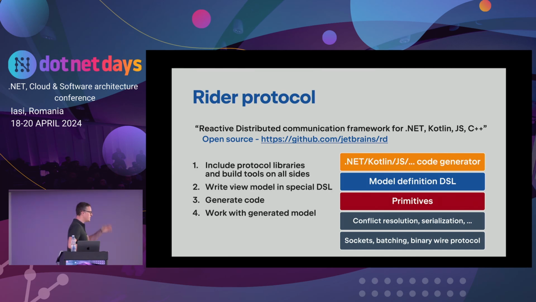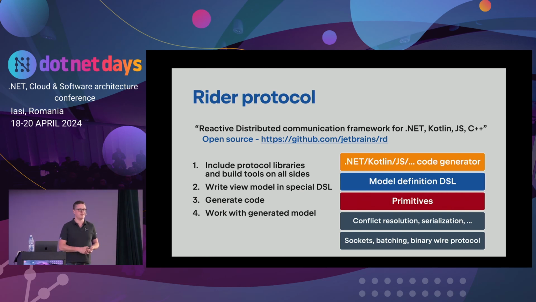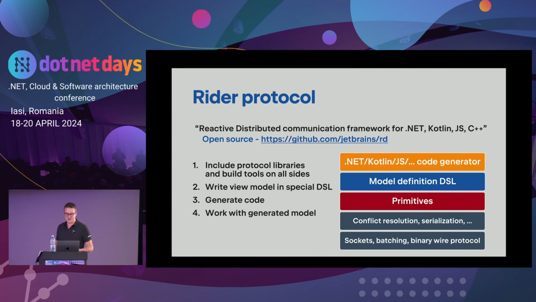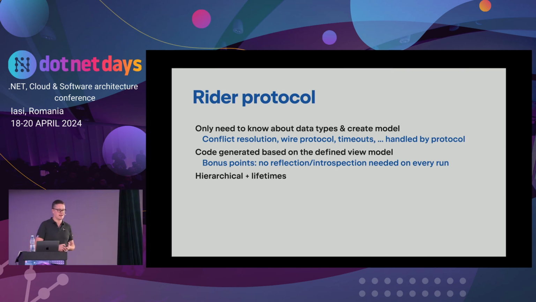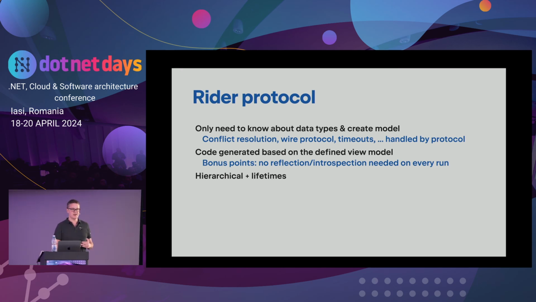So essentially, as a developer, you include the protocol libraries, which we already have in all of our IDEs, so people can just start using them. Our developers start writing that view model, using that special DSL, generate some code, and then work with the generated model, and magic happens. So they only need to know about the data types and create that model. The code is generated then based on that view model, and I'll quickly show you in a bit how this all works. The fact that we generate that code based on a view model, or that we create this view model generated from a DSL that we have, means that we also don't have to use reflection on things.